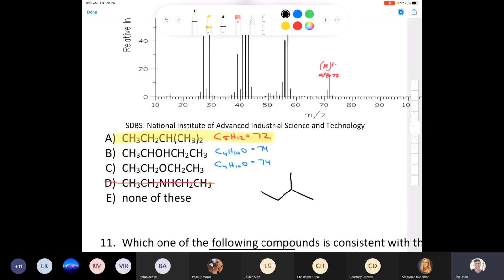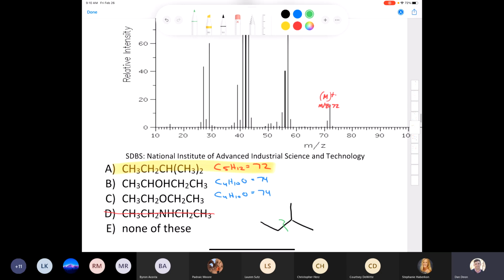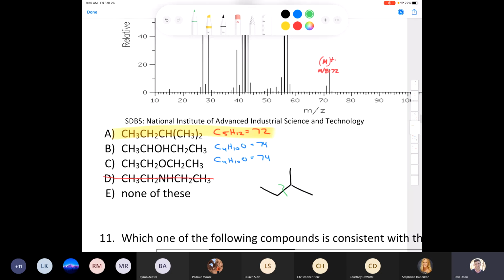Now, how is that going to fragment? Well, I mean, you could lose this methyl group, you could lose this methyl group, you could lose this ethyl group. But I'd say that the loss of the ethyl group would probably be the most common of all these. Maybe not, but maybe yeah. And why? Because it would produce the most stable carbocation and the most stable radical.